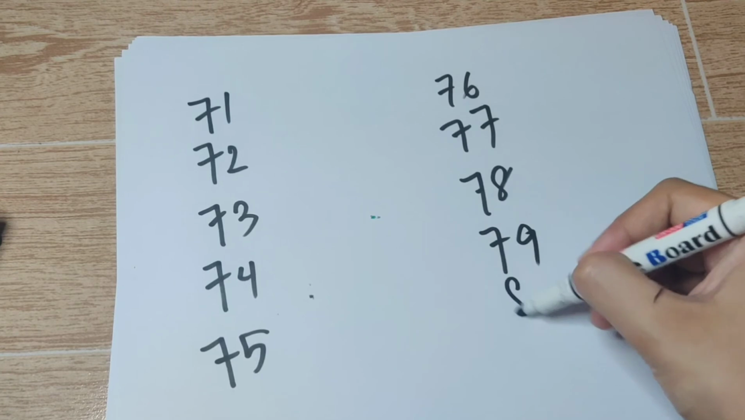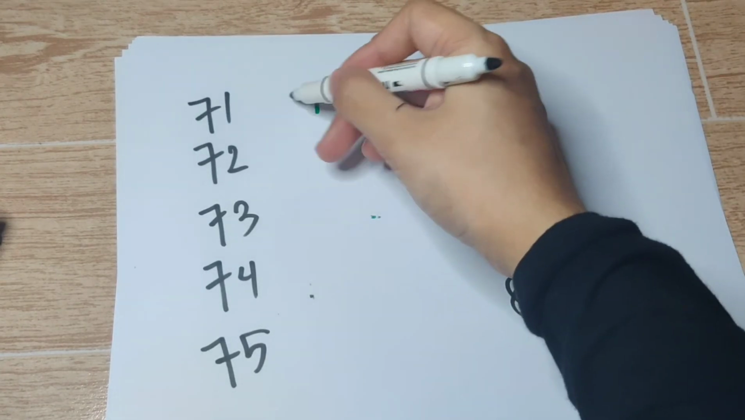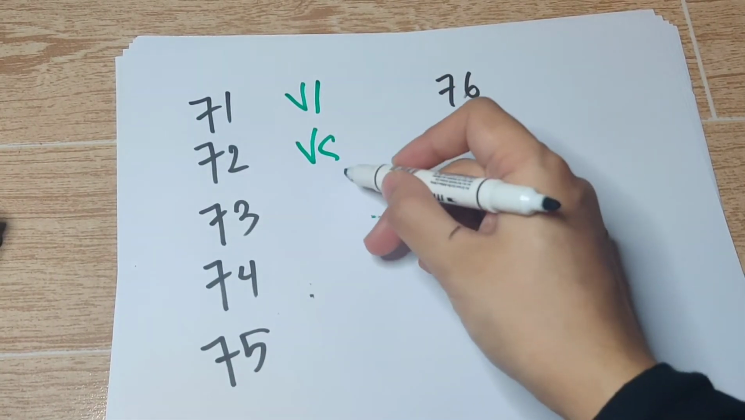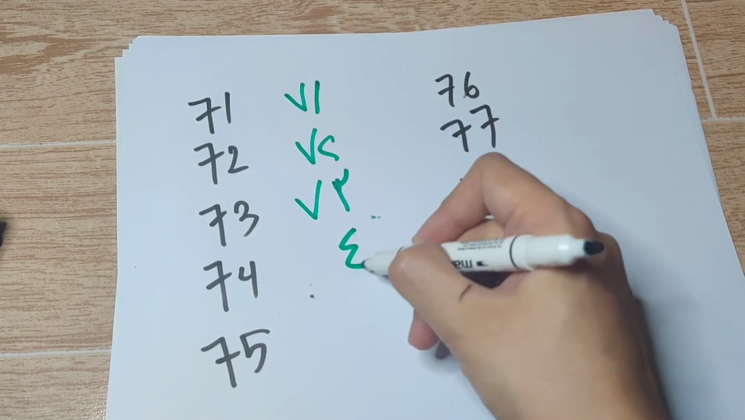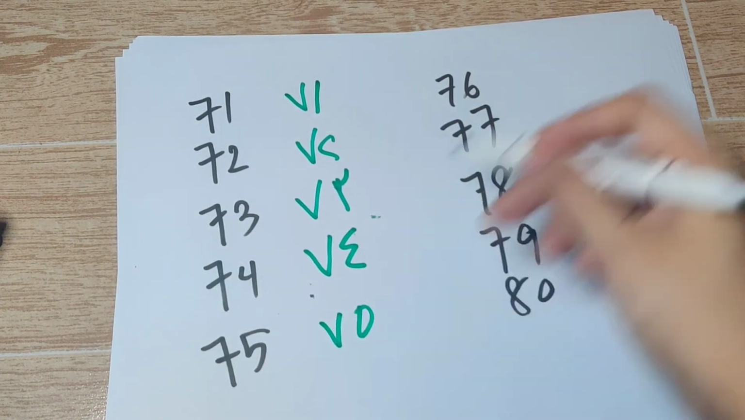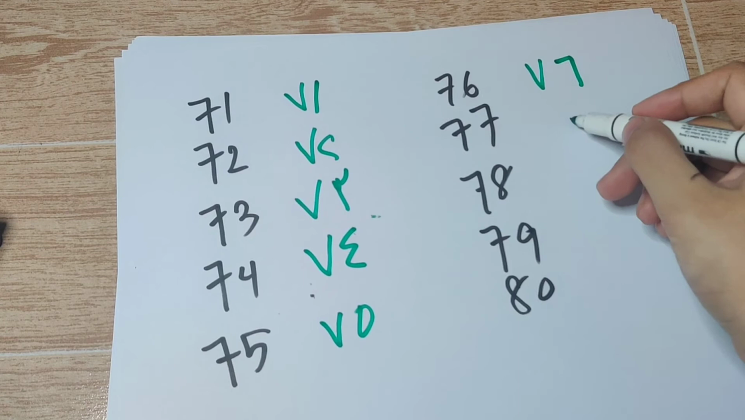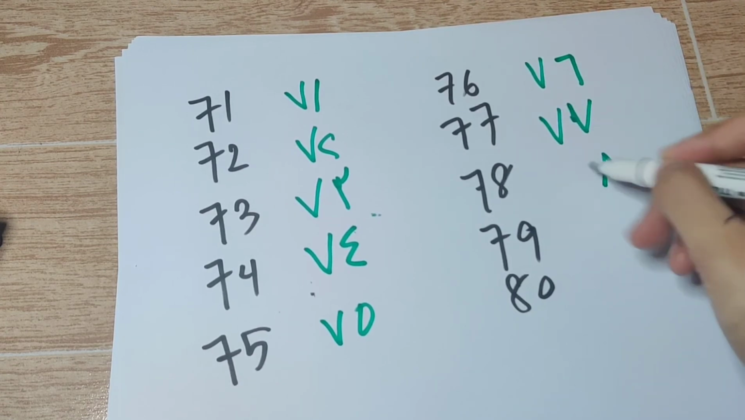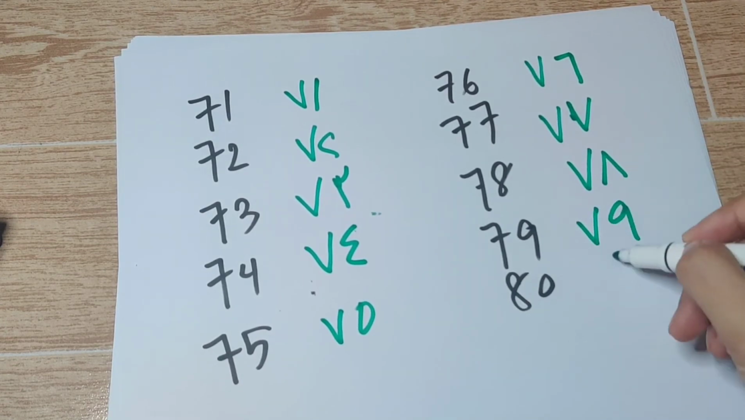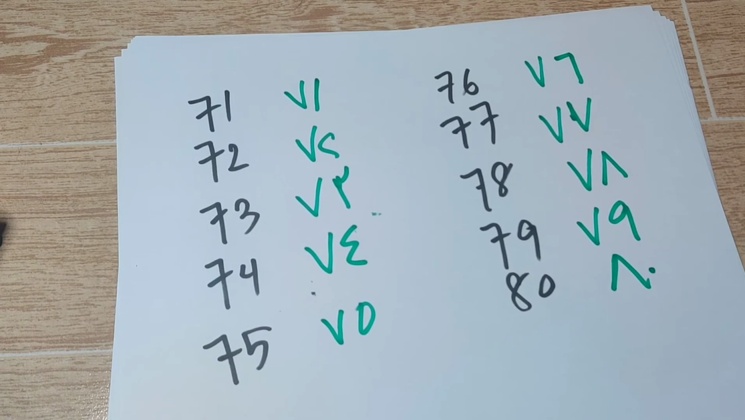We're going to study the numbers from 71 to 80. It's 71, 72, 73, 74, 75, 76, 77, 78, 79, and 80.